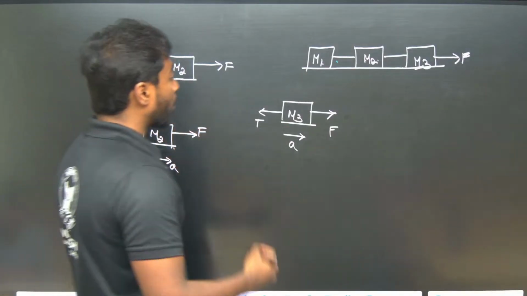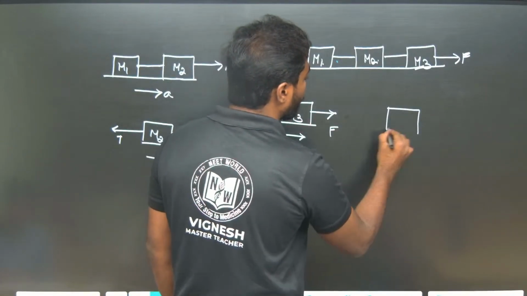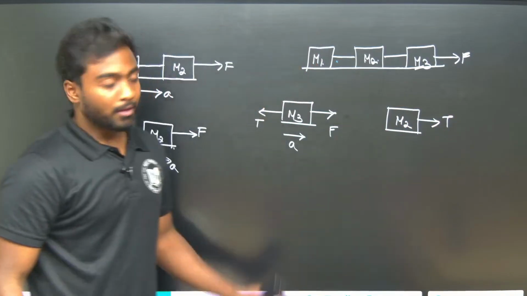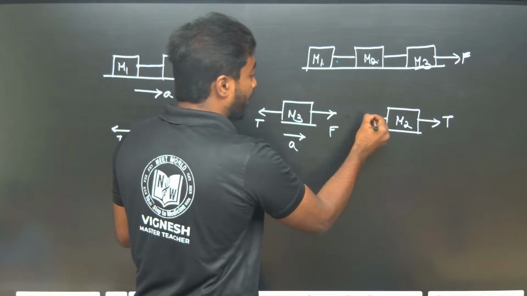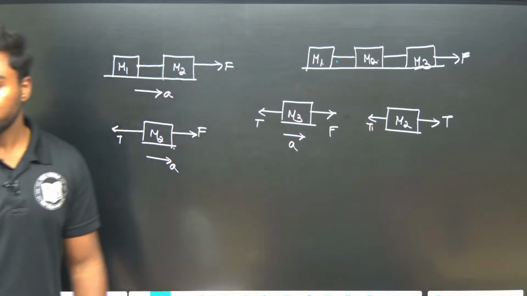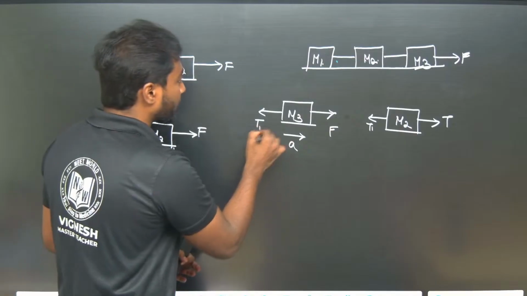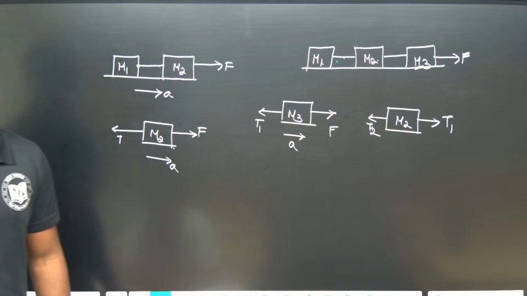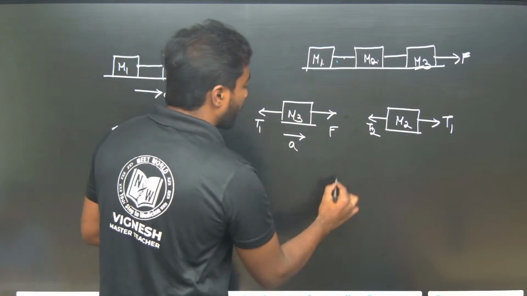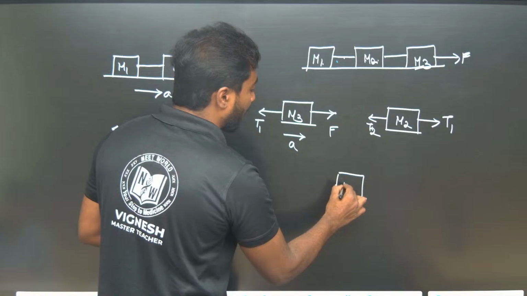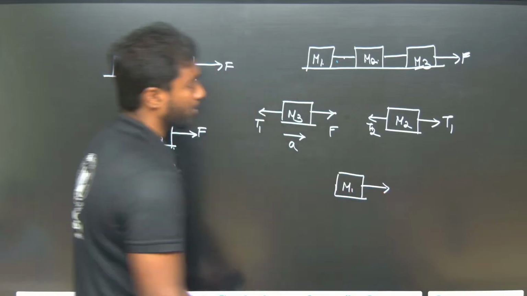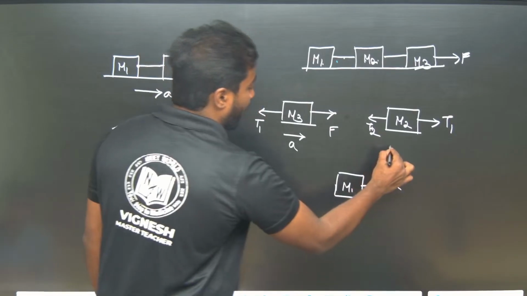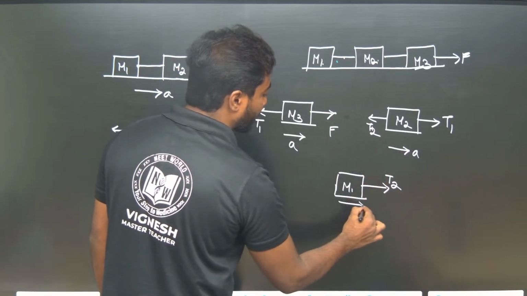When I talk about m2, this is my tension T, and a different tension, this is my T1. Or let me consider this is rope 1 and this is rope 2. So T1, this is T2. What about m1 now? m1 will have a tension away from the body in the right direction. So this is my T2. This is the acceleration direction, and this one is also the acceleration direction.